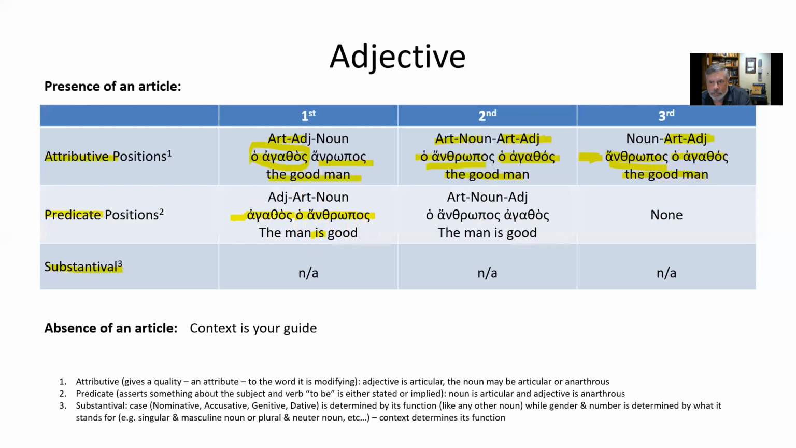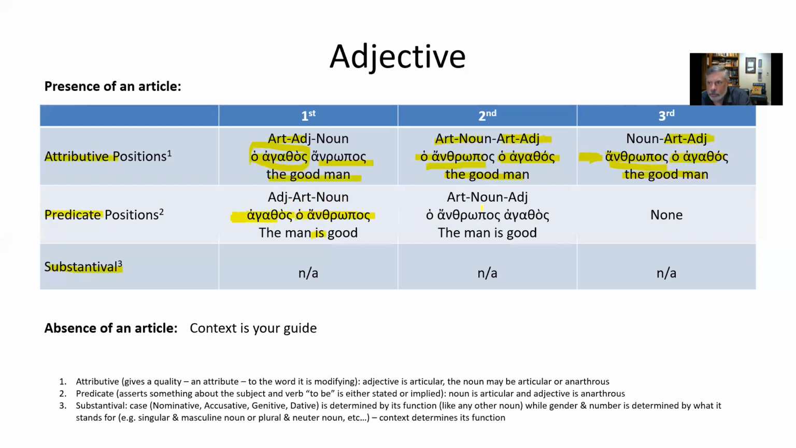It doesn't need to be, because this is in a predicate position: an adjective without the article, with a noun with the article. And you see in all these cases, here the adjective has the article, here the adjective has the article, here the adjective has the article, but here it does not. That's a predicate, but the noun does.